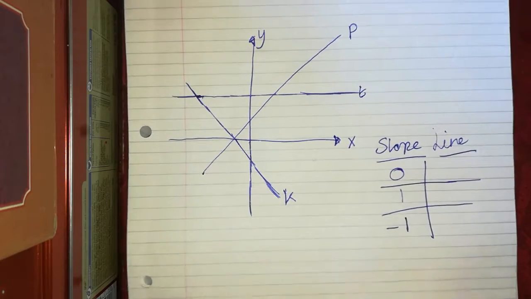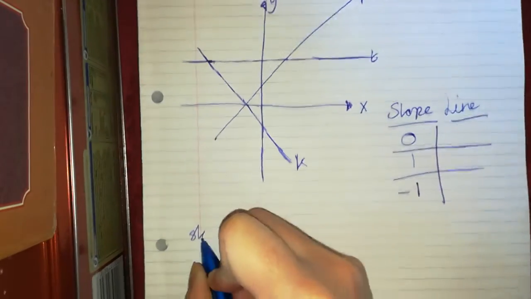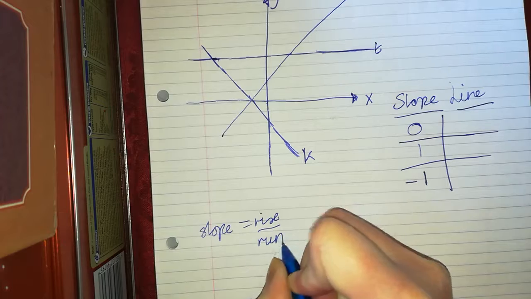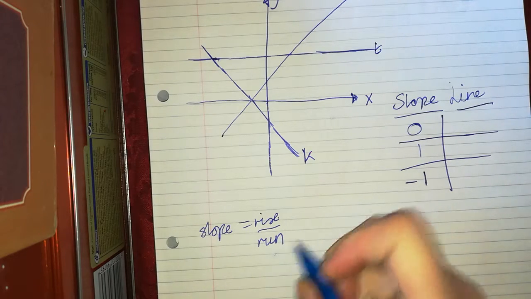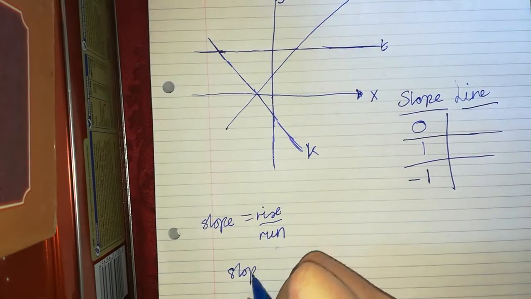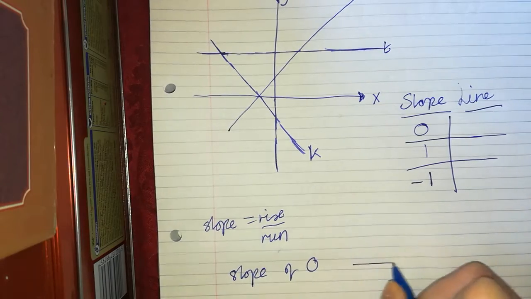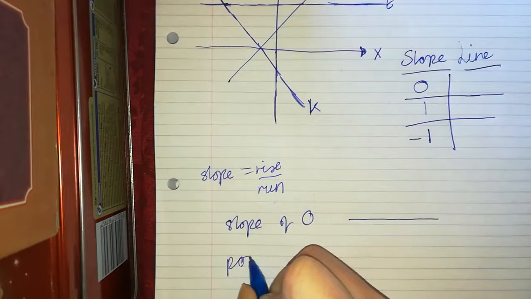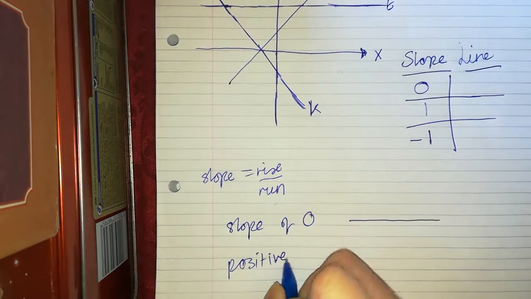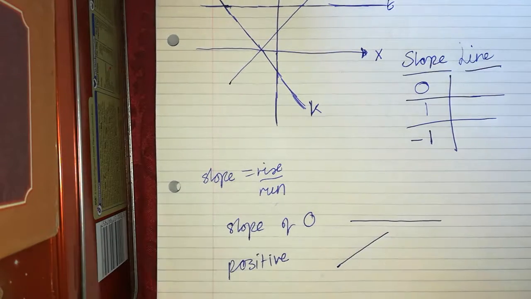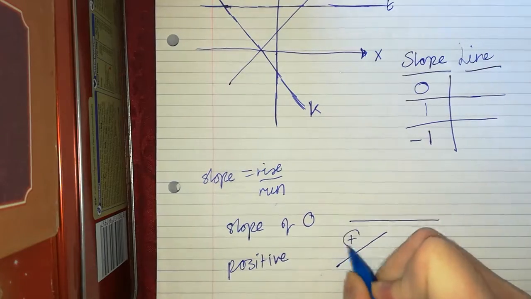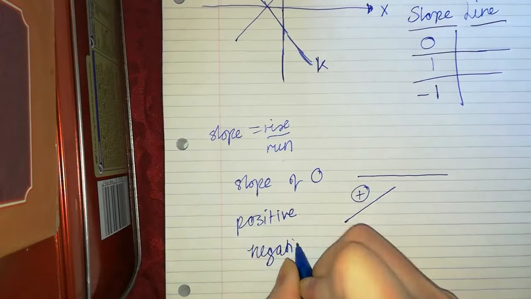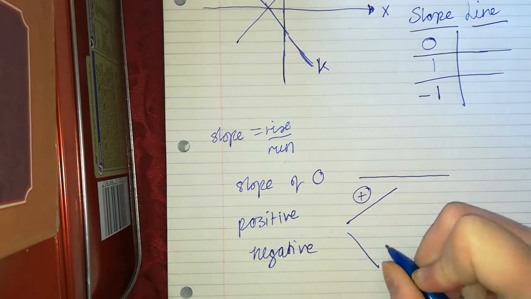Well, the slope is equal to the rise over the run, and if something has a slope of 0, it doesn't have a rise. So if something has a slope of 0, it's just going to be horizontal. If it has a positive slope, as we go from left to right, it's going to be increasing, going upwards or uphill. And if we have a negative slope, as we go from left to right, it's going to be decreasing, so it's going to be going downwards.